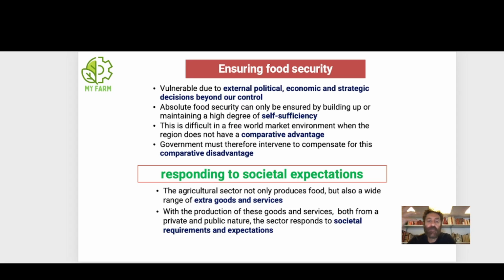So the initial implementation of the CAP, which includes guaranteed high prices and market intervention, as we will see later, was a direct result of a policy designed with the implicit aim of self-sufficiency, of course aiming to ensure food security for European citizens, who experienced the atrocity of World War II in the years before.